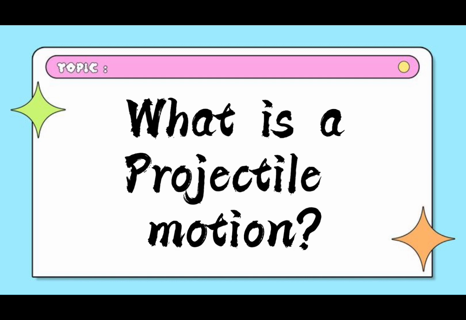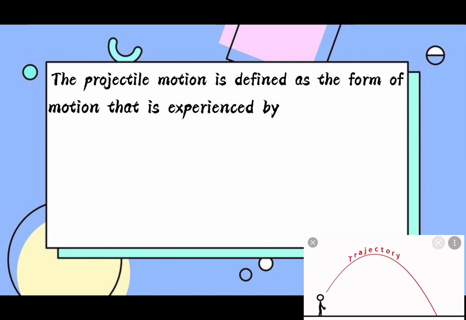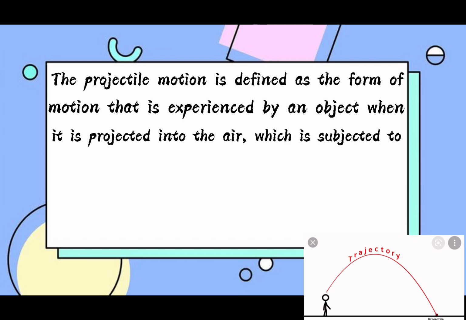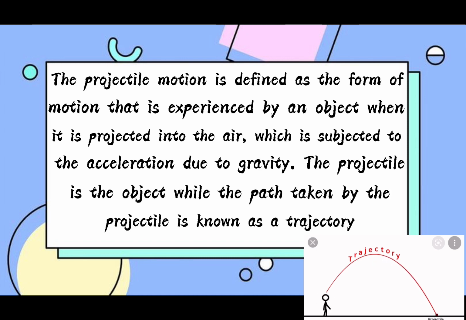What is projectile motion? Projectile motion is defined as the form of motion experienced by an object when it is projected into the air and subjected to the acceleration due to gravity. The projectile is the object, while the path taken by the projectile is known as a trajectory.